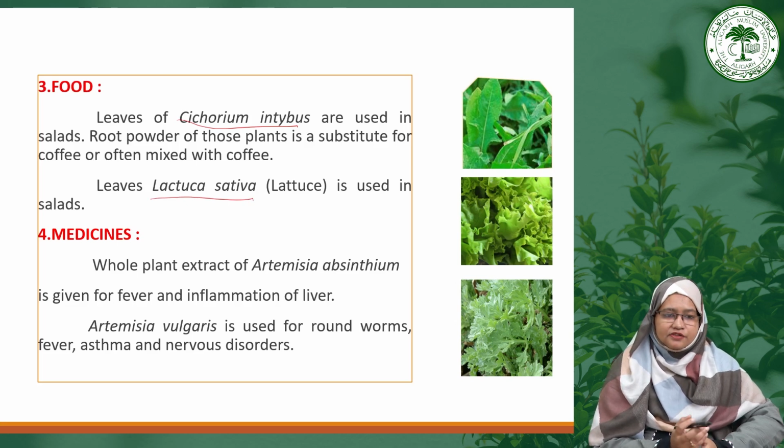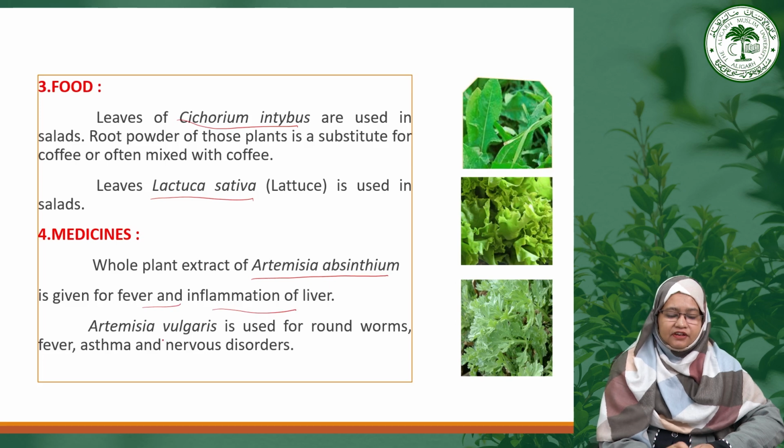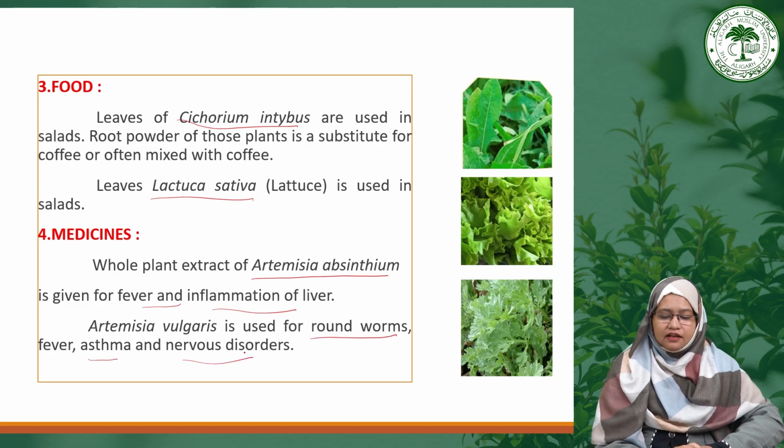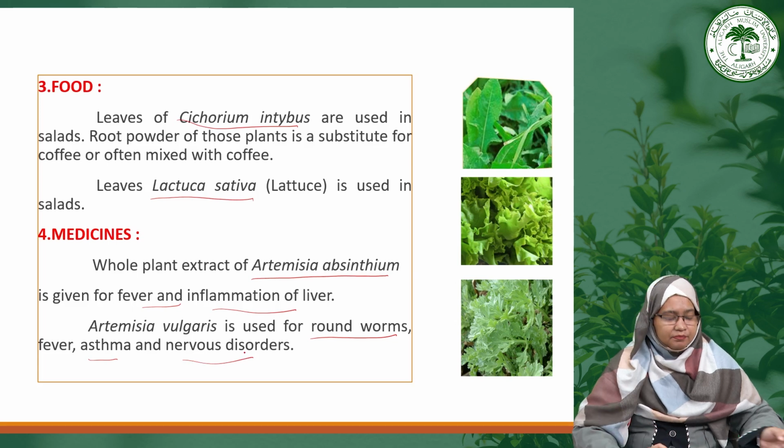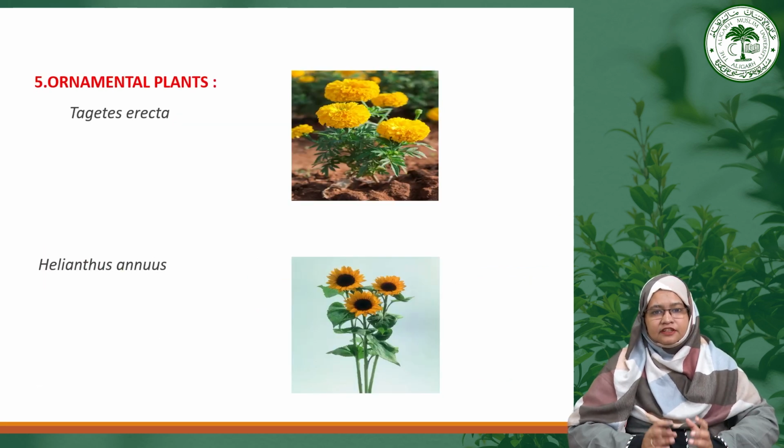Then some plants are also used as medicine, like whole plant extract of Artemisia absinthium is given for fever and inflammation of the liver. Then Artemisia vulgaris is used for roundworm, fever, asthma, and nervous disorder. These are some of the importance of the family Asteraceae, and besides this, the family yields a number of ornamental plants.